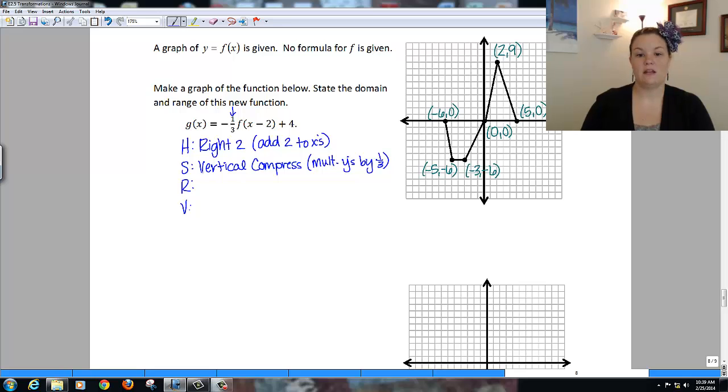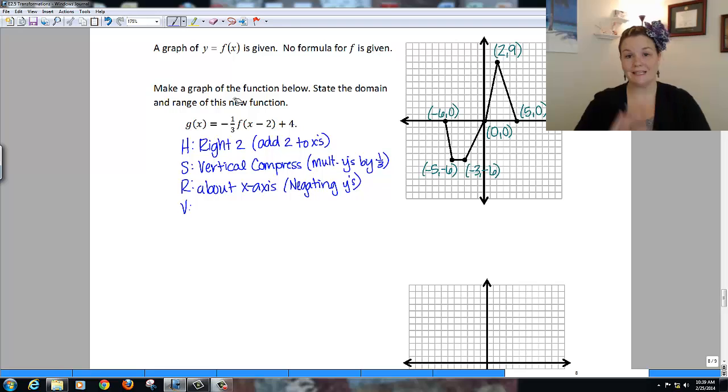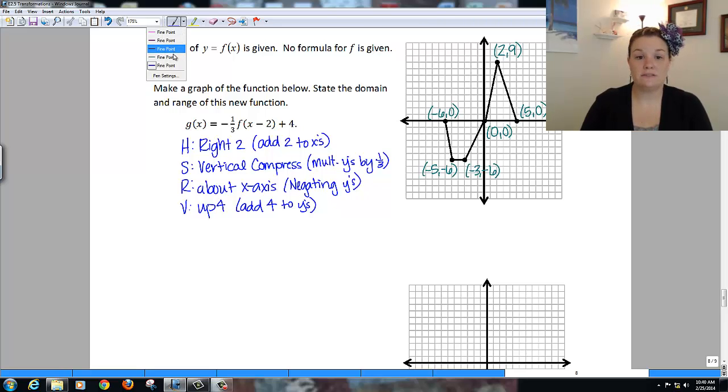Then I look for reflection. Do I have a negative anywhere? I do have a negative. My negative is outside my function, which means I'm negating my y's, which means that this is a reflection about the x-axis. So I get that by negating the y's. And then the last thing I look for is vertical. Am I adding or subtracting outside the function? Here I'm adding 4, which is going to move my picture up 4. So I'm going to add 4 to my y's in my table of values. Okay, so now I know all the shifts that need to happen.